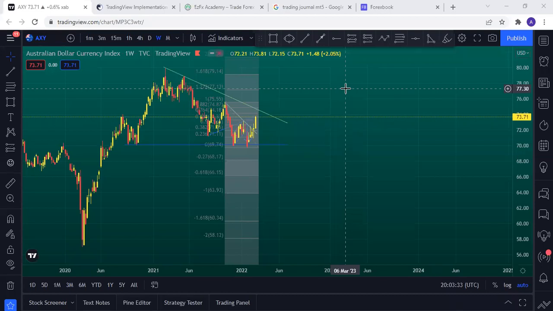And by now, if you've always attended our weekly market review and analysis events, you already know that this is what we do. So we're going to be starting with the indices, with the currency indexes.